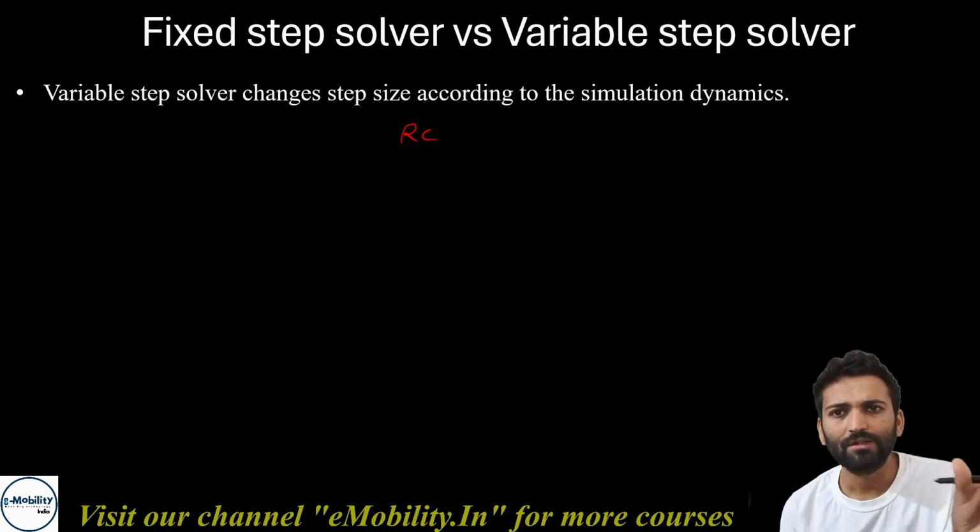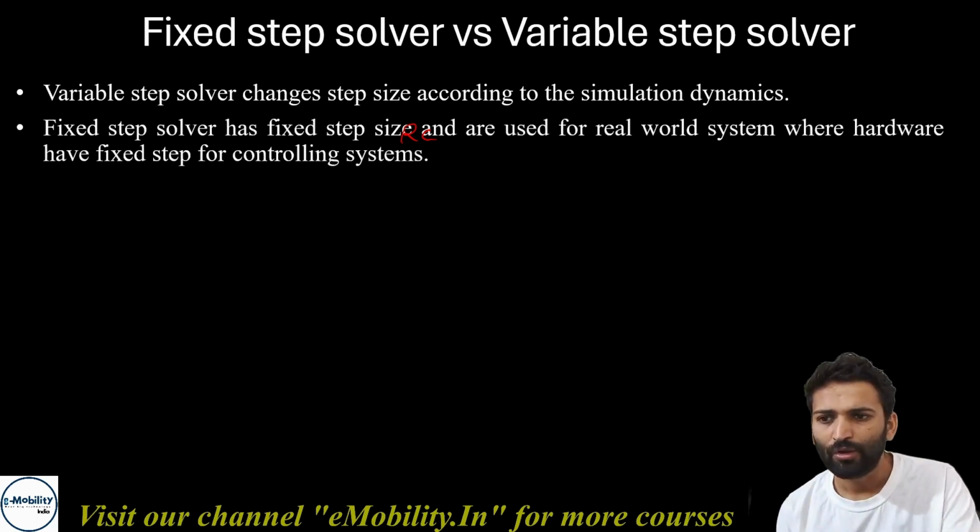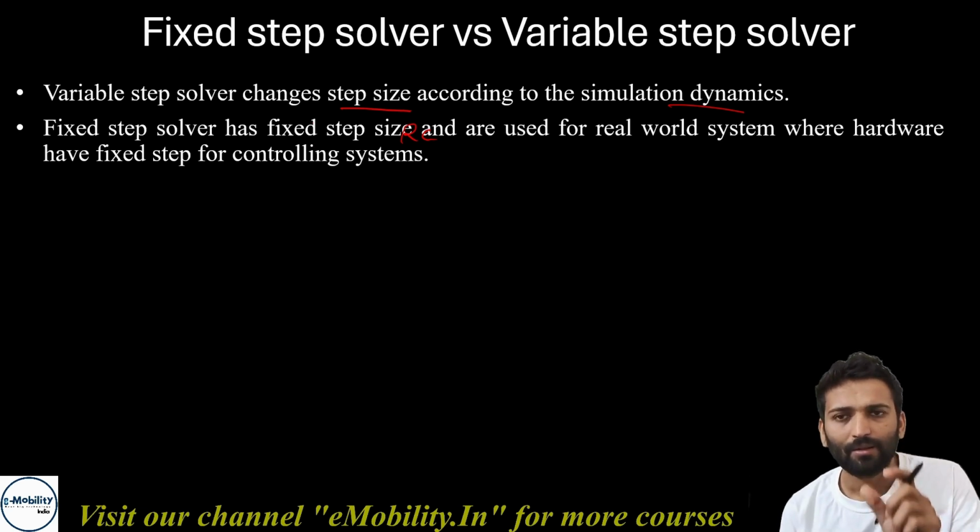And for steady state you can have a larger step size, because in steady state most of the things remain stable. So here we can see that a variable step solver changes step size according to the simulation dynamics, and for a fixed step solver the step size remains the same. Maybe it is 1 microsecond or 1 millisecond or 1 nanosecond, so it will remain the same.